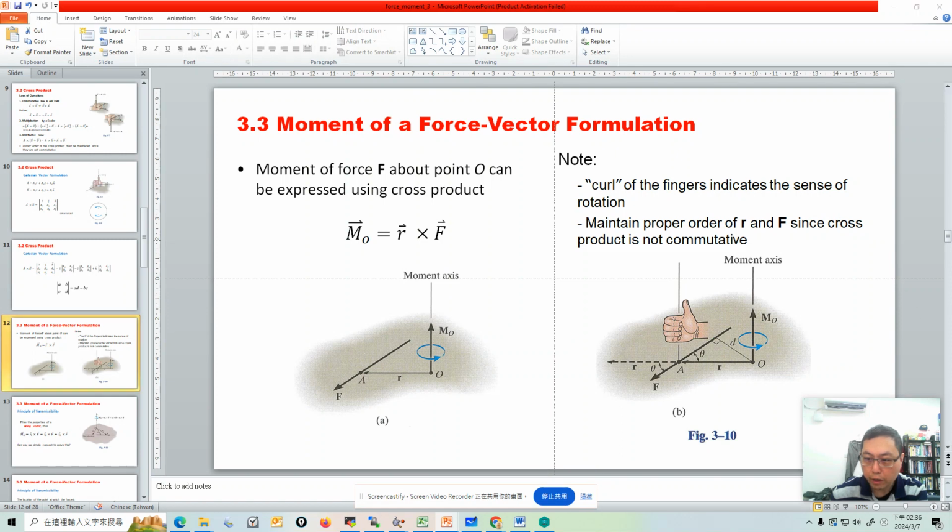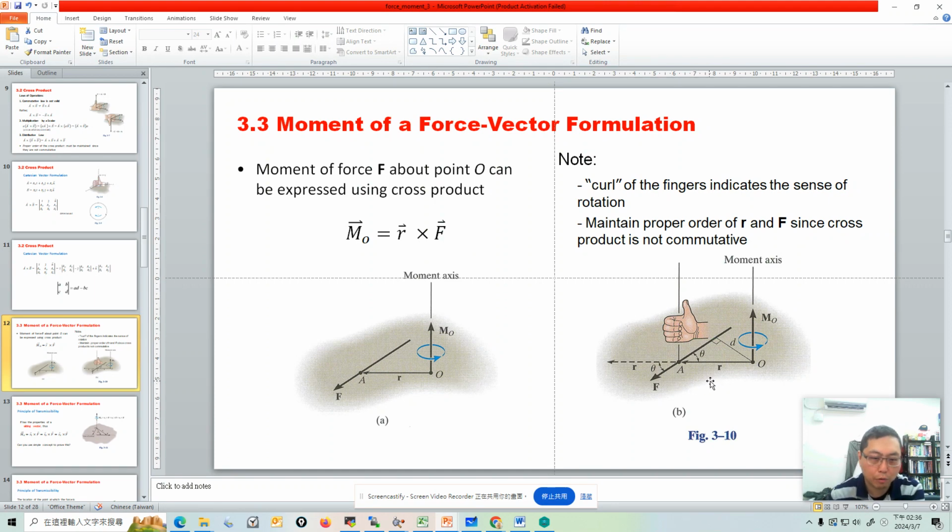The moment, as I said in the previous video, in 3D vector formulation is a moment vector. An important point is that you need to know the reference point or reference axis. The moment with respect to the axis is equal to r cross F: the position vector crossed with your force vector. Here is a graphic representation of r cross F.